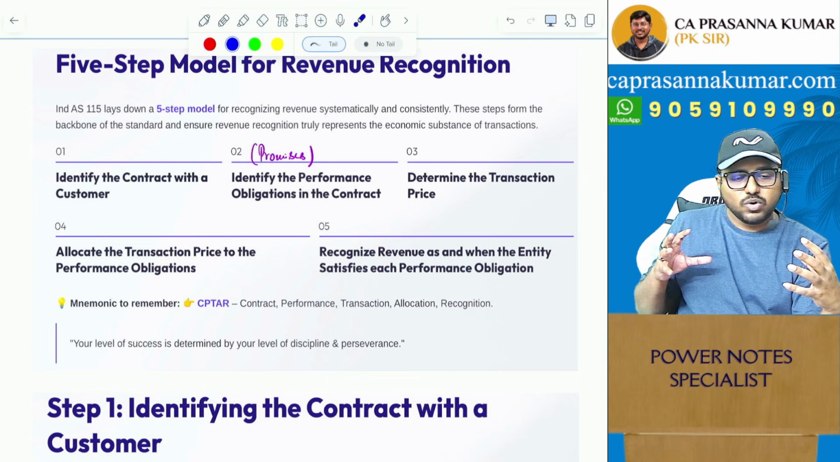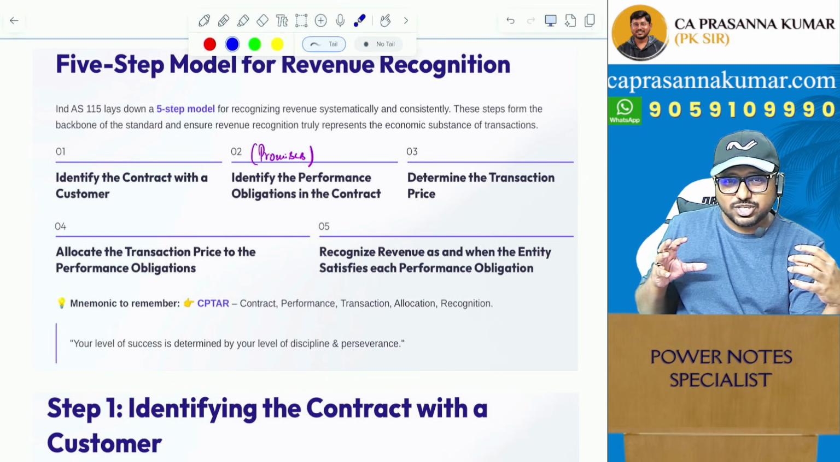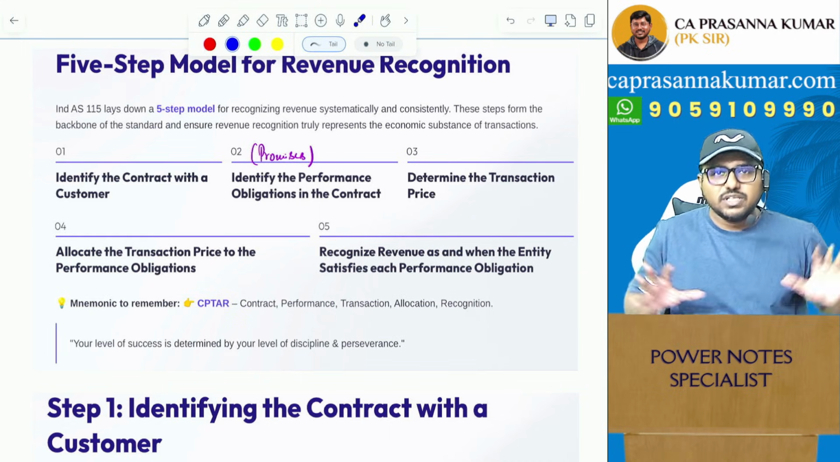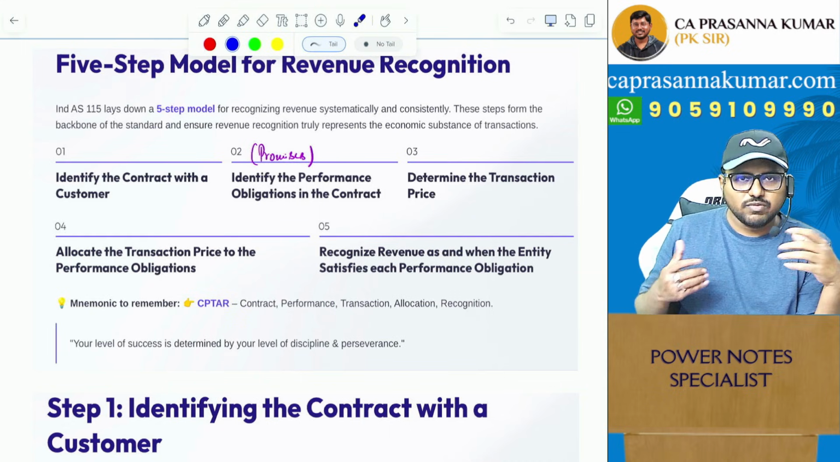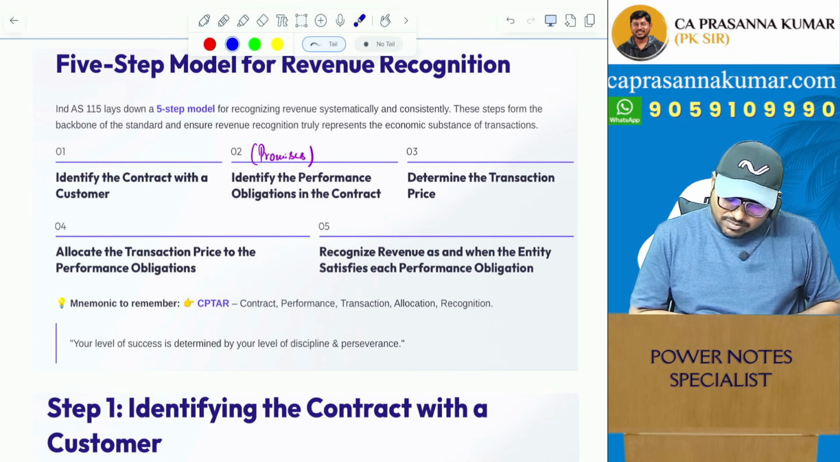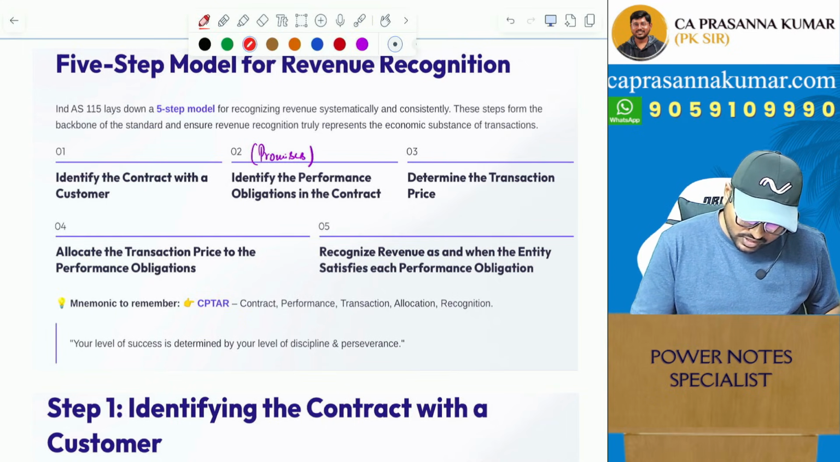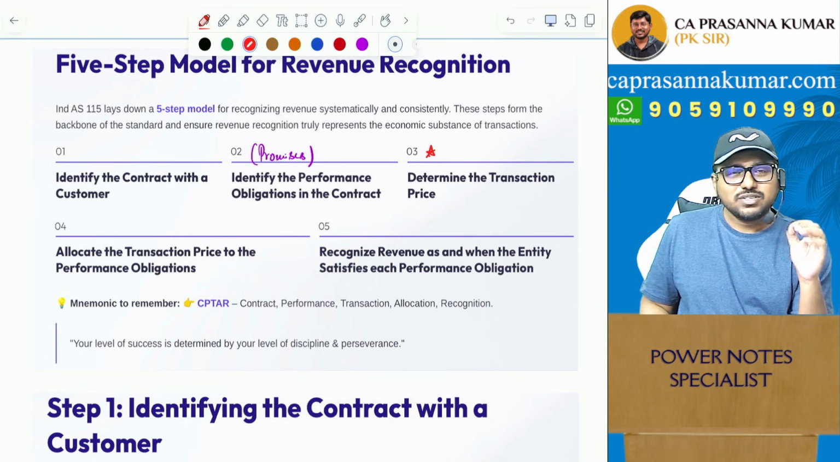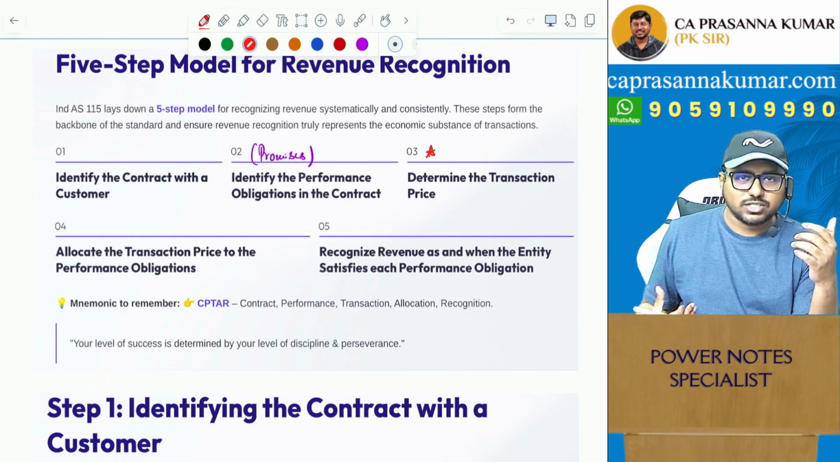Third point is, now you have identified the performance obligation, so find out the transaction price, which is actually the most difficult step out of these 5 steps. It will take a lot of time when we revise as well. So out of all the 5 steps, step number 3 is the most important as well as complicated step, that is determining the transaction price. Transaction price is nothing but the consideration that you receive from the customer as an entity.